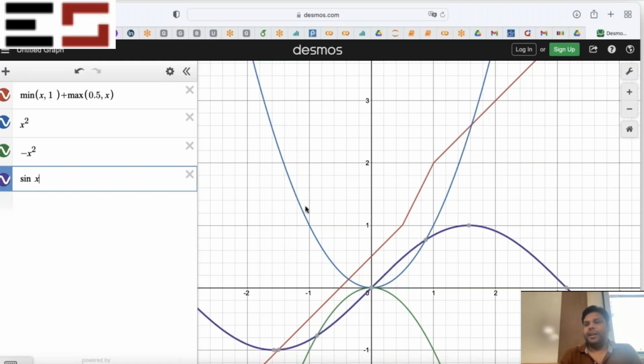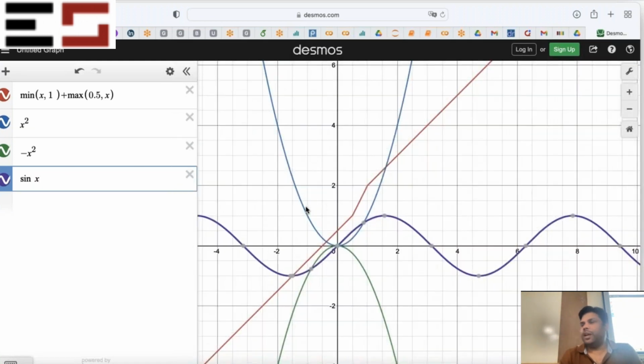So we already know sine looks like this. What can you say about sine function? You can answer this very easily. What do you mean both? Both concave, convex? Neither concave nor convex. It's not both concave and convex. It's neither concave nor convex.